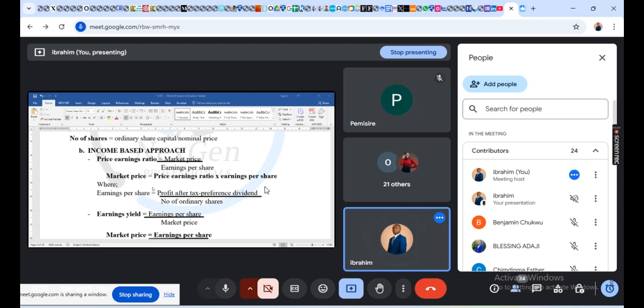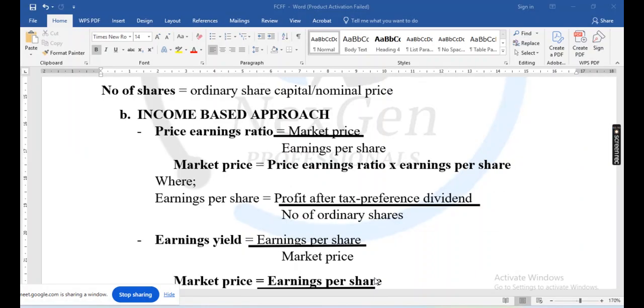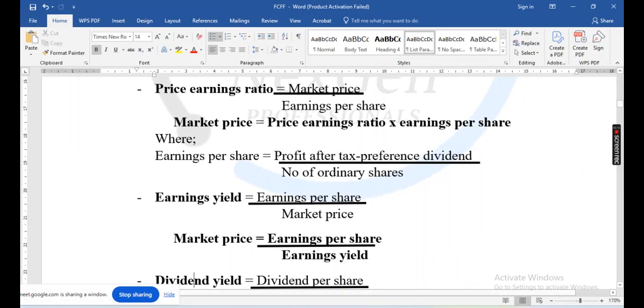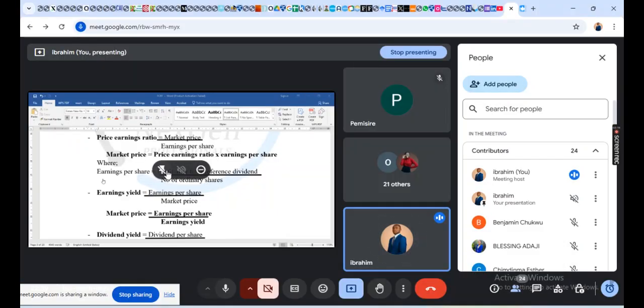Right? Now, under the income-based approach, there is also earnings yield. Don't forget, all these are accounting profits. Earnings yield equals earnings per share divided by the market price. You still make market price the subject of the formula.